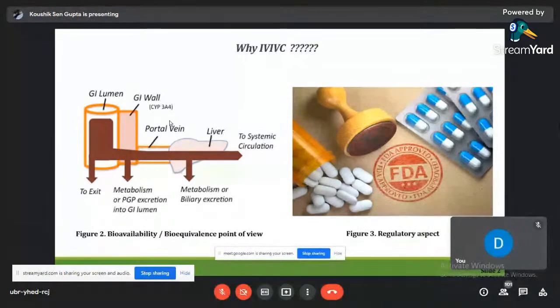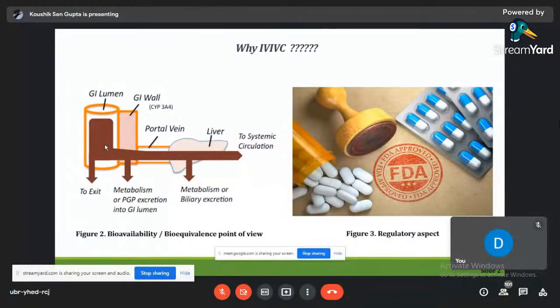Here, different types of enzymes are also present, called gut enzymes or GI wall enzymes, specifically the cytochrome category of enzymes. These enzymes digest the parent drug molecule. That means some portion of the parent drug becomes metabolized, that is, it changes. And from this GI lumen, it does not directly enter the systemic circulation. Before entering the systemic circulation, it first enters the portal vein to reach the liver.